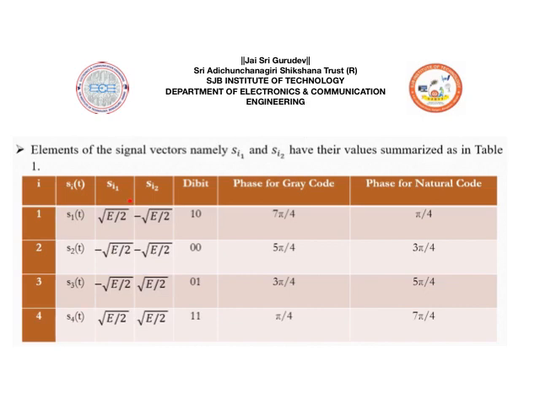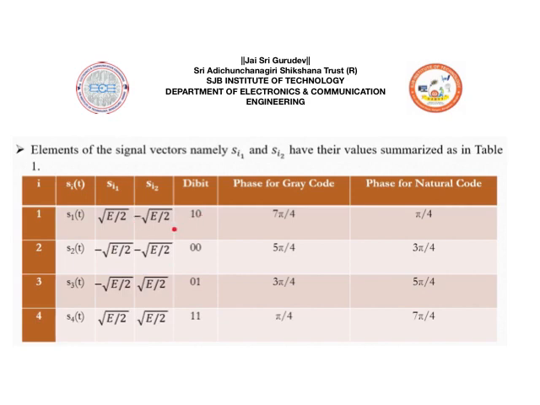Accordingly, the coordinate value si1 will be square root of E by 2 and si2 will be minus square root of E by 2 for s1(t). Similarly, for s2(t), si1 will be minus square root of E by 2 and si2 will be minus square root of E by 2. And s3(t) has the first coordinate si1 as minus square root of E by 2 and si2 as square root of E by 2. For s4(t), si1 is square root of E by 2 and the second one is square root of E by 2.